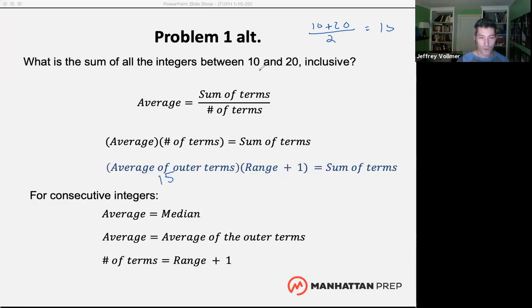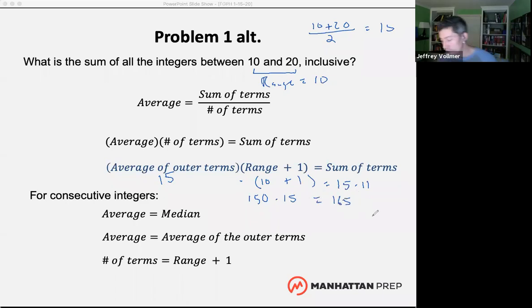And then the range. The range is the distance here from 10 to 20. That's a range of 10. And don't forget to add 1. 15 times 10 plus 1, 15 times 11. Maybe you just want to distribute here. This is going to be 150, 15 times 10 plus 15 times 1, 15. And that should give you 165.